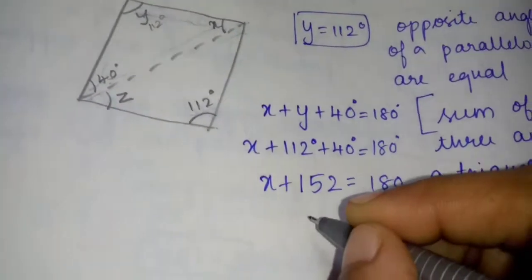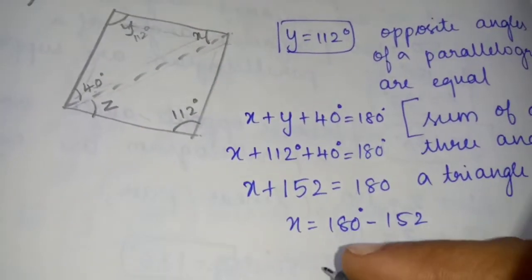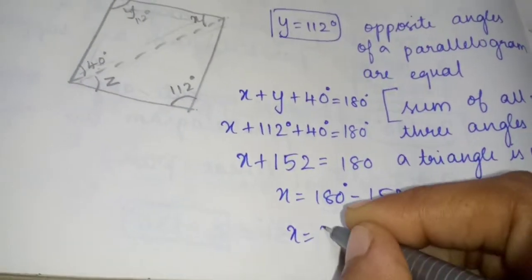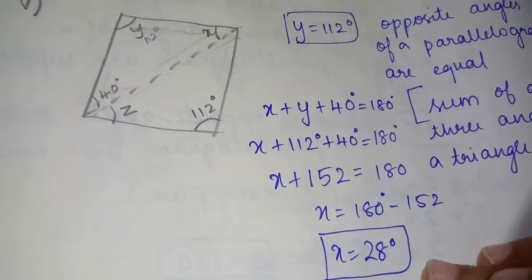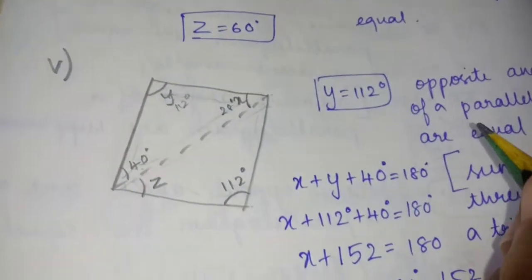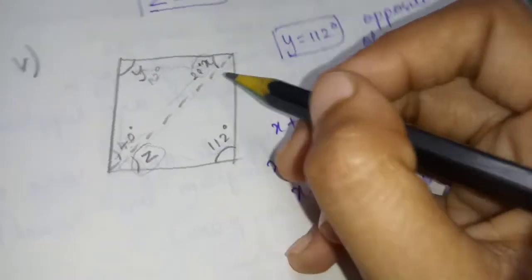152 equal to 180. X is equal to 180 degree minus 152. So x is equal to what, children? 28 degree. So what is our x value now? 28 degree. So now you got the value of x as 28 degree. Now what we want to find? Z. Z and x are alternate angle.